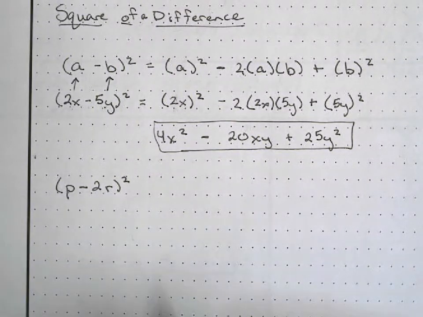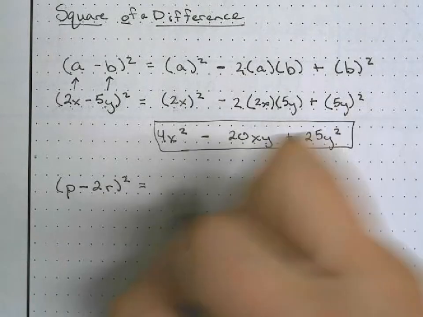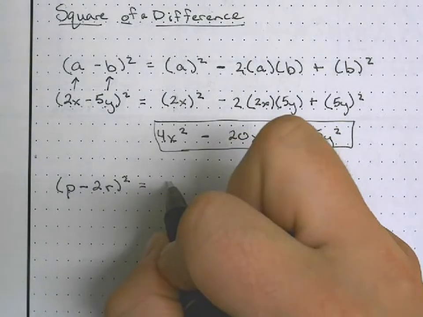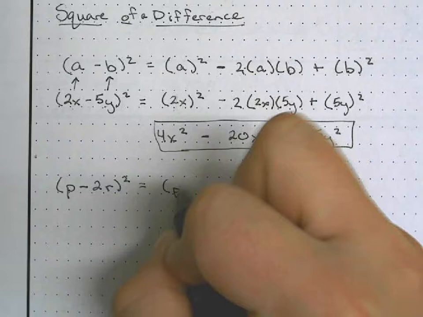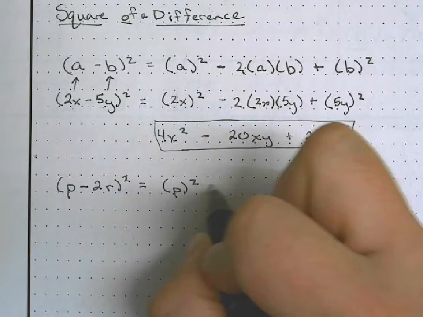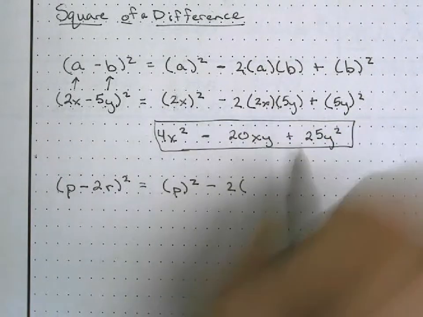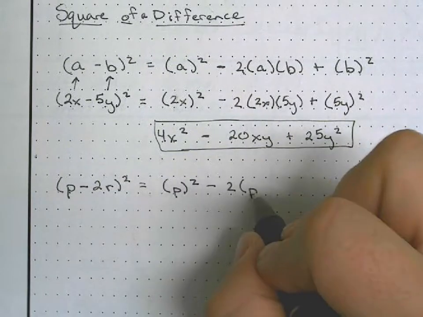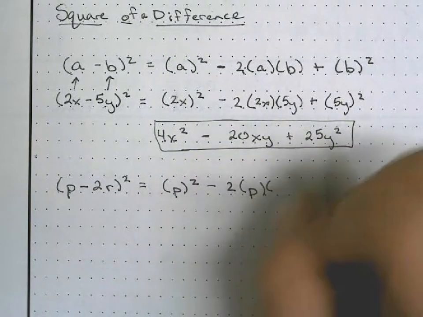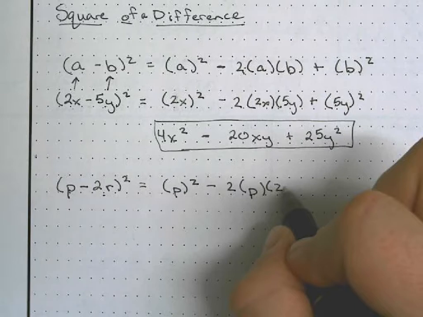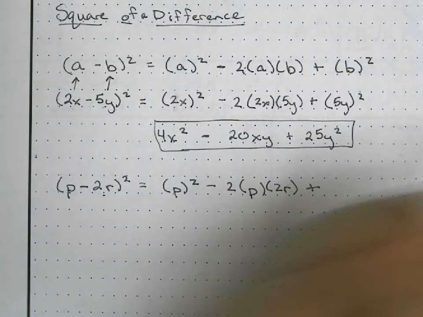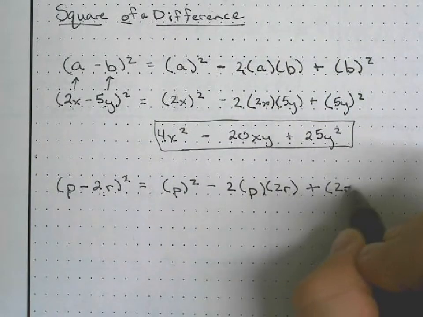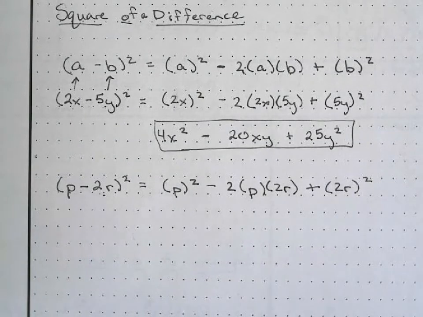So let's look at this one. And we have my a term is p squared minus 2 times my a term p times my b term 2r plus my b term 2r squared.